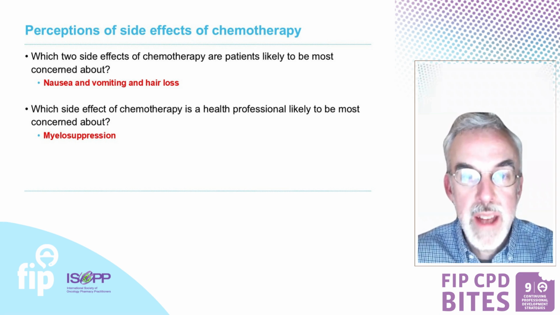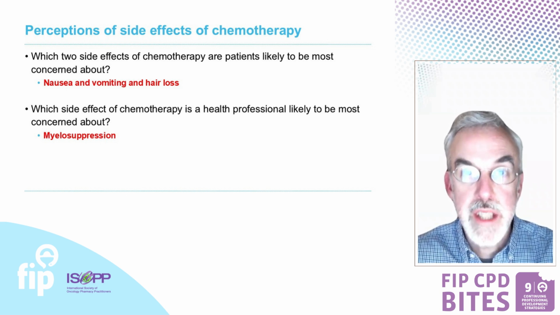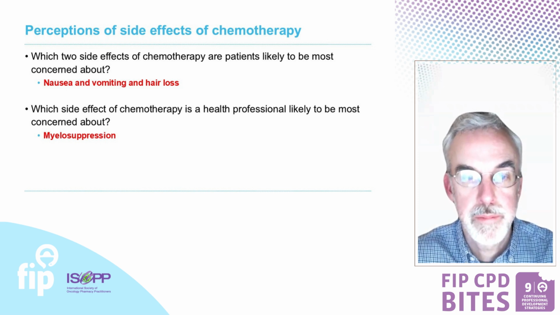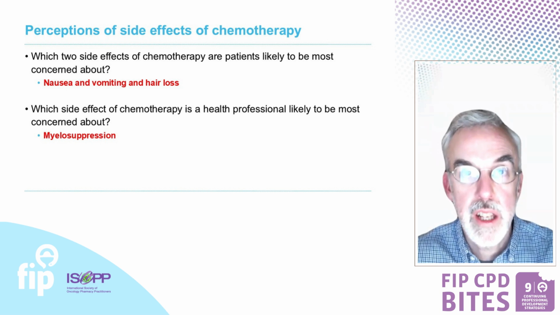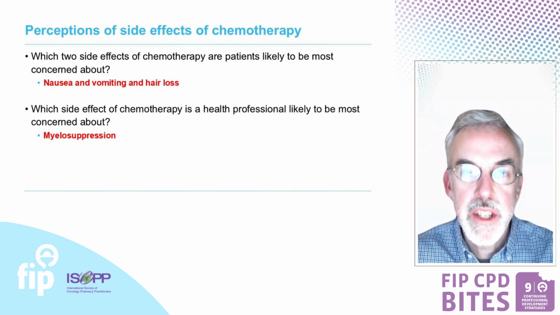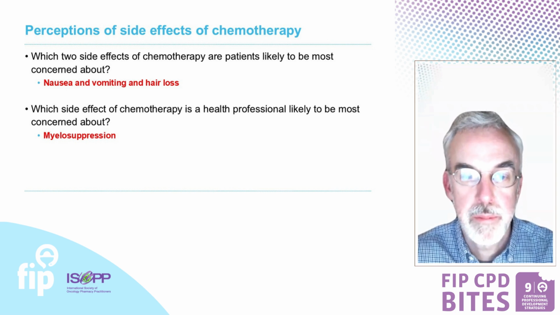It is interesting that when patients are asked to rank side effects in terms of relative importance, the two that tend to stand out are nausea and vomiting and hair loss. But when healthcare professionals are asked the same question, it is myelosuppression that tends to be our number one concern. So it is important that we educate our patients about myelosuppression, what it is, and what are its implications, as it may not be an aspect of their treatment journey that they are highly focused on. And this leads nicely on to the next slide.